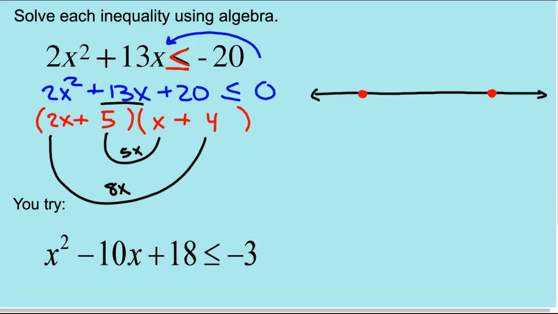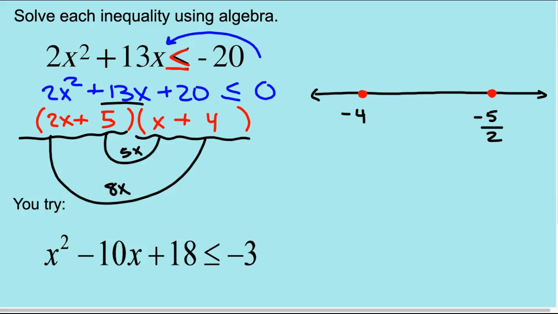So the two values are going to be -4. That makes this factor 0, and the other factor that makes 0 is -5/2, which is -2.5.